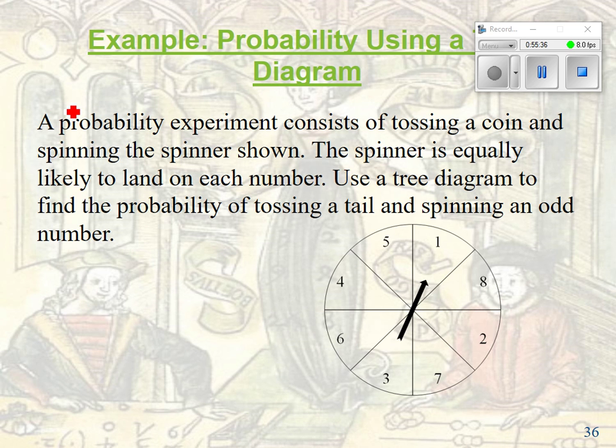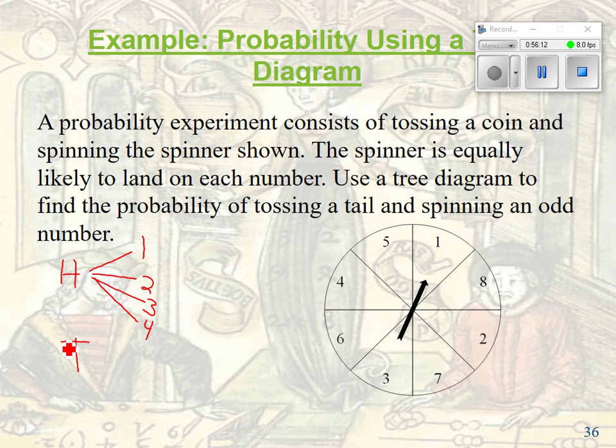Probability using a tree diagram. A probability experiment consists of tossing a coin and a simple spinner. Use a tree diagram to find the probability. Our tree diagram is going to look something like this. We could get a head. What could we get on the spinner? 1. We could also get a 2, 3. You want to make sure that you go in some kind of order, right? Because if you're making the tree diagram and you just start jumping around at random, you're going to get lost. 5, 6, 7, 8, all the way up.